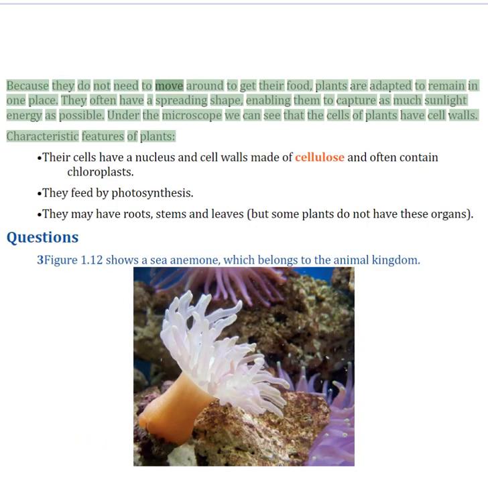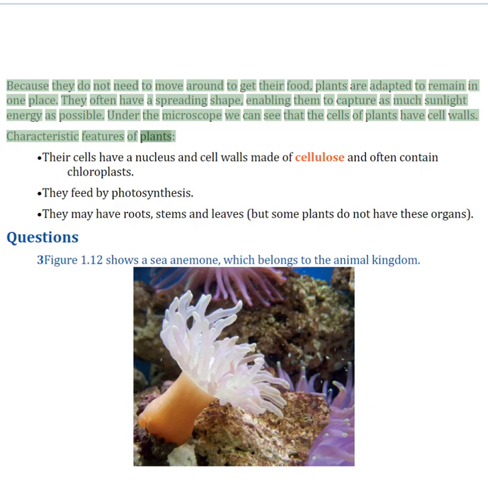Because they do not need to move around to get their food, plants are adapted to remain in one place. They often have a spreading shape, enabling them to capture as much sunlight energy as possible. Under the microscope, we can see that the cells of plants have cell walls.